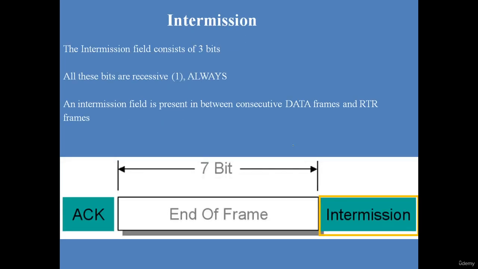Coming to intermission. This consists of 3 bits, and all these bits are always recessive. An intermission field is present in between consecutive data frames and RTR frames. So this is used to distinguish between two frames.